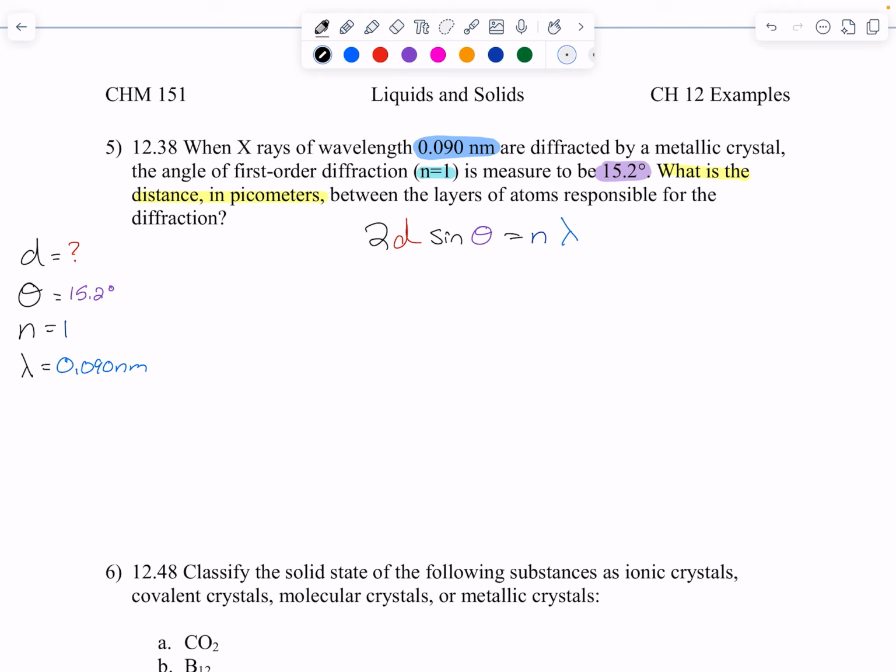If we're going to convert that, I would have 0.090 nanometers. And the best way for some of us: 1 times 10 to the 9th nanometers is 1 meter, and 1 meter is 1 times 10 to the 12th picometers. So that 9 becomes negative 9, and we get 90 picometers.